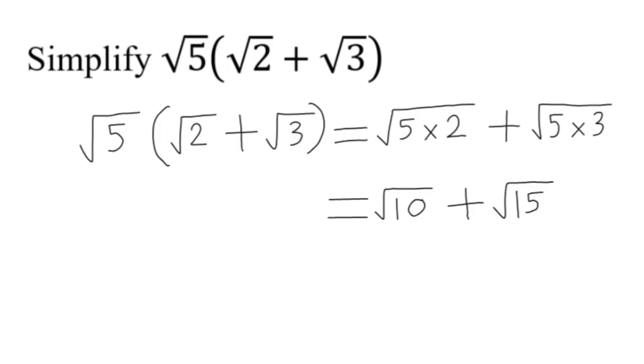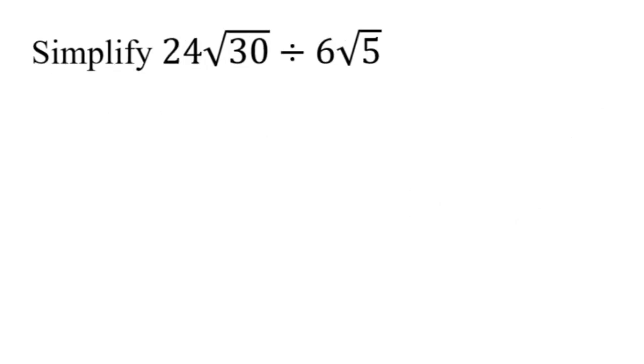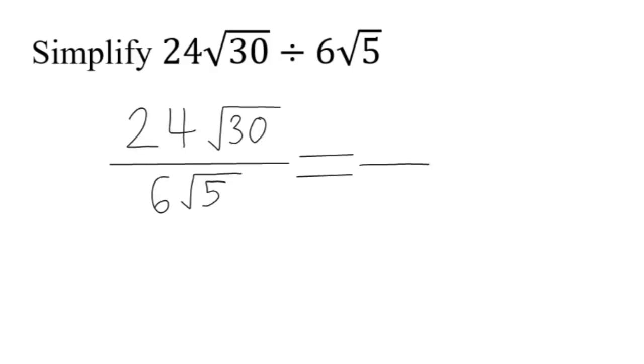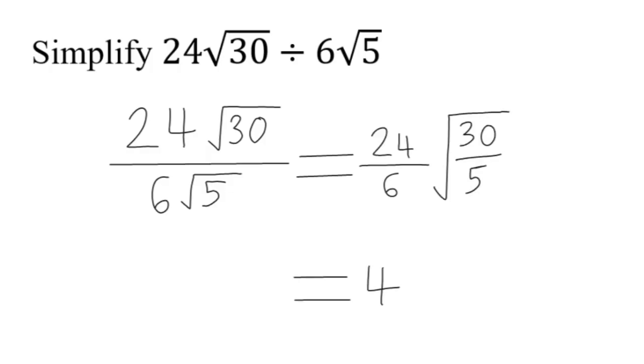Let's say we want to simplify 24 times the square root of 30 divided by 6 times the square root of 5. Well, this equals 24 over 6 times the square root of 30 over 5, which gives 4 times the square root of 6.